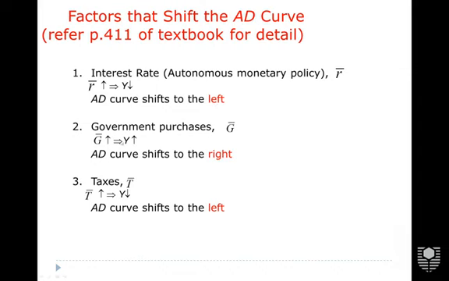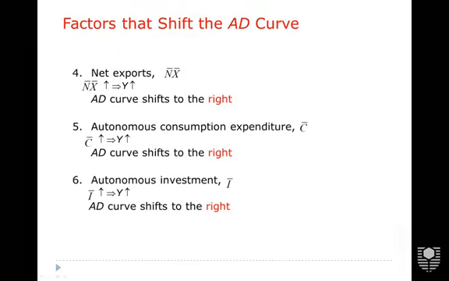When government purchases increase, that means there is a positive relation between G and Y. Y is aggregate demand. So when government purchases increase, there would be more aggregate demand in the economy and hence the curve would shift towards right. When taxes increase, the disposable income goes down and hence aggregate demand shifts to the left. More net exports will lead to high income and hence aggregate demand shifts to the right. Consumption expenditure goes up, income goes up, aggregate demand goes up and hence the curve shifts towards right.